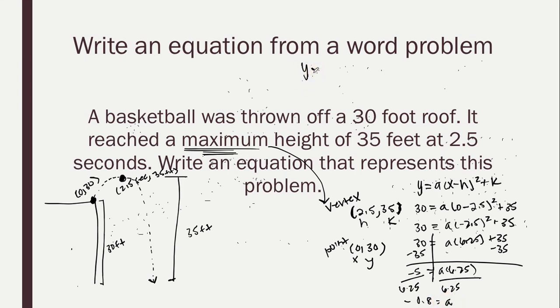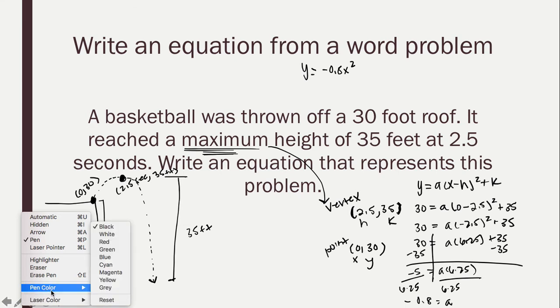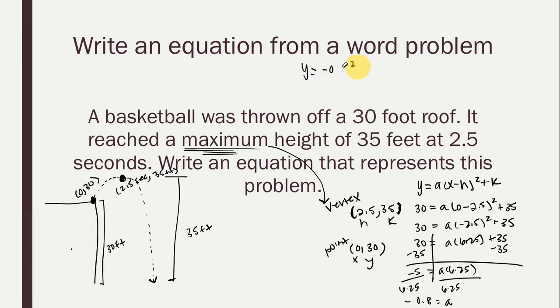So my equation is y equals negative 0.8 x squared. Ooh, sorry, messed up again. This is in vertex form: y equals negative 0.8 (x minus 2.5) squared plus 35. Here I have my vertex, that maximum point. Here I have my a value. But let's not stop there.